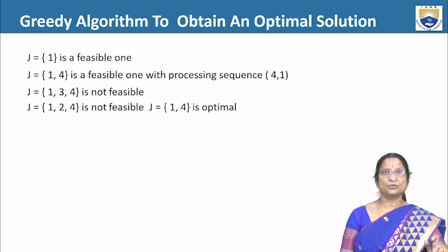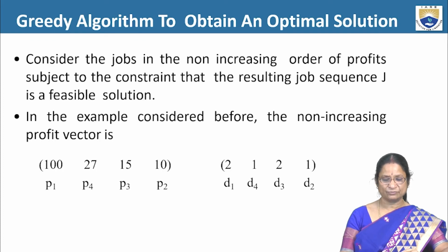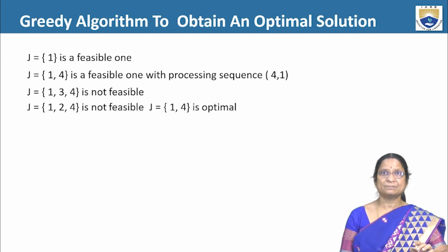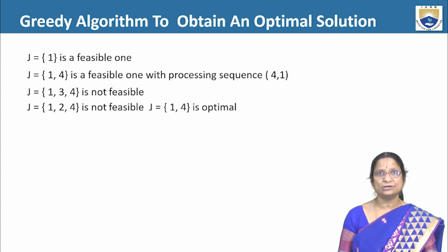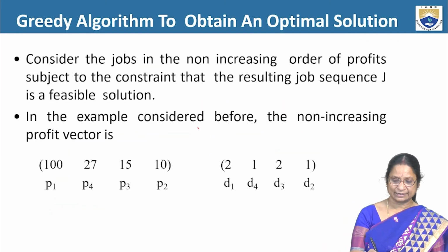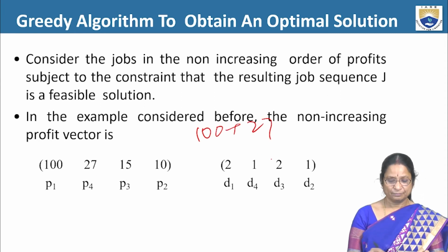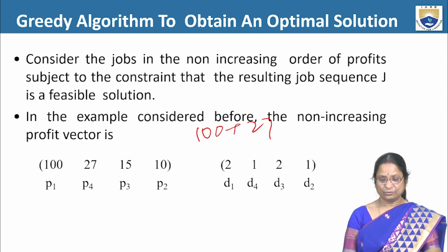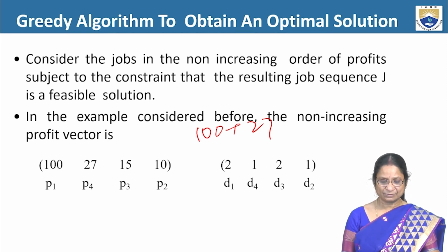And 1, 3, 4 is not feasible. For example, 1, 3, 4 we are going to consider. So 1, 3, 4 is not feasible because the processing of the third one is not possible in the given time, because the maximum deadline is 2 only, and 1, 2, 4 is also not feasible. 1, 4 is optimal here. That means what we are doing, we are selecting the maximum job first, that is 100. Then we are going to add the next maximum, 27. But while adding, we will check the deadlines. So maximum 27 means here the fourth job.